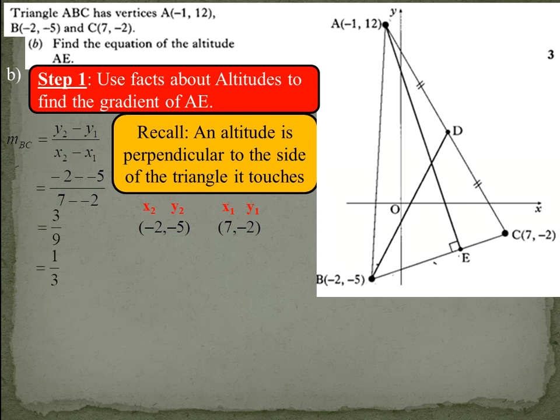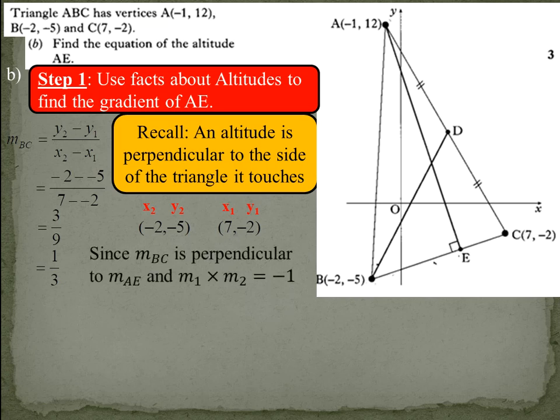we get a gradient of 1/3. Again, check it, 1/3 fits the diagram. It looks like it's quite a gentle positive slope, 1/3 is quite a gentle positive gradient. Since m_BC is perpendicular to m_AE, because they told us it was an altitude, we can use m1 times m2 equals minus 1 to show that m_AE must equal minus 3.